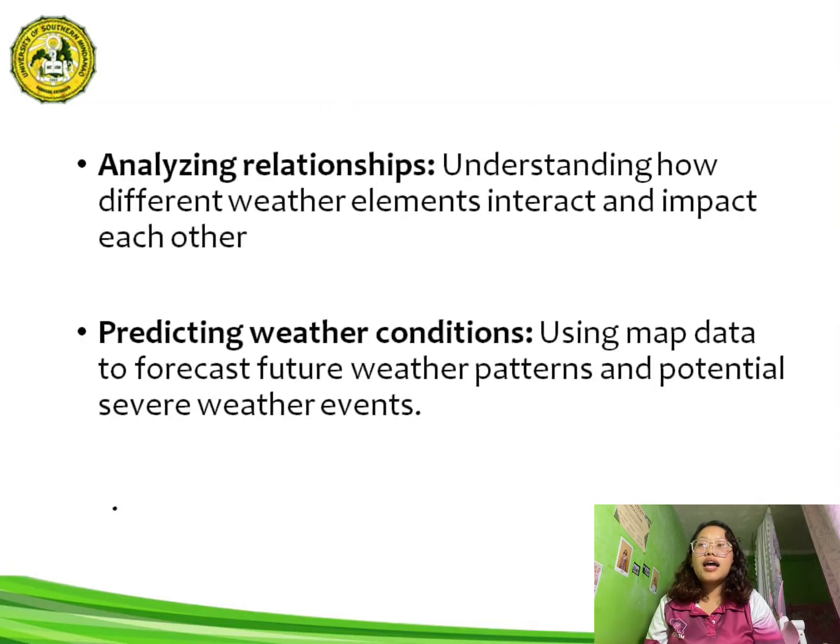Next, analyzing relationships by understanding how different weather elements interact and impact each other. Lastly, predicting weather conditions, using map data to forecast future weather patterns and potential severe weather events. So by developing these skills, individuals can accurately interpret weather maps and make informed decisions.